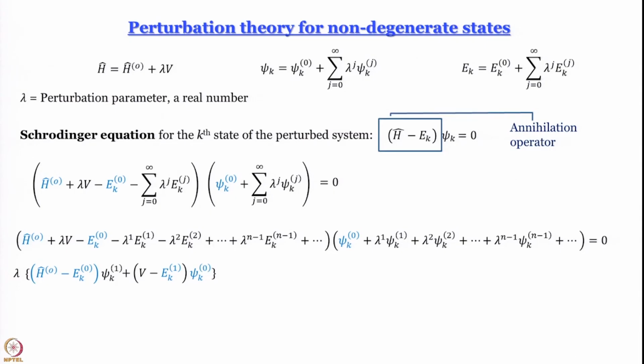Okay. What is the second one? Next I want to collect all the coefficients for lambda square. So, I write lambda square. What will I get in lambda square? Where do I have lambda square here?